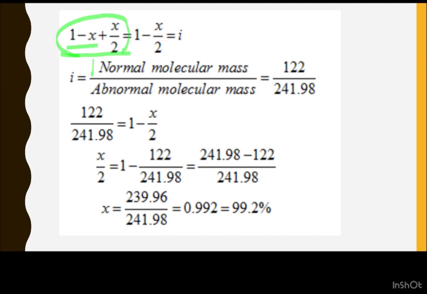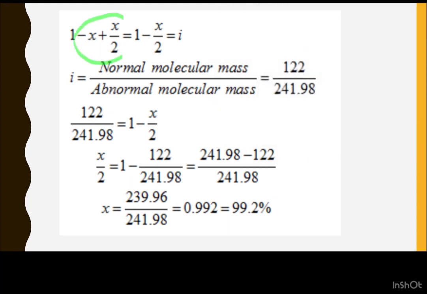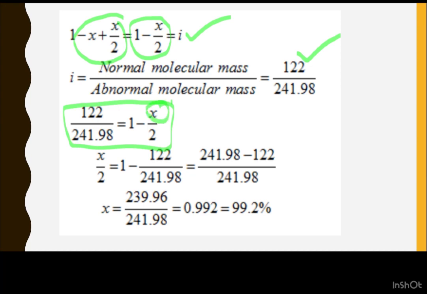And it becomes 1 minus x plus x by 2, which would be 1 minus x by 2. So this is also i, and this is also the value of i. Equate them and calculate x. x is coming out to be 0.992. x is the degree of association in this particular case.